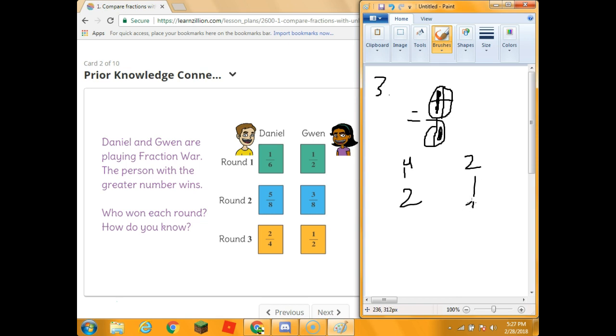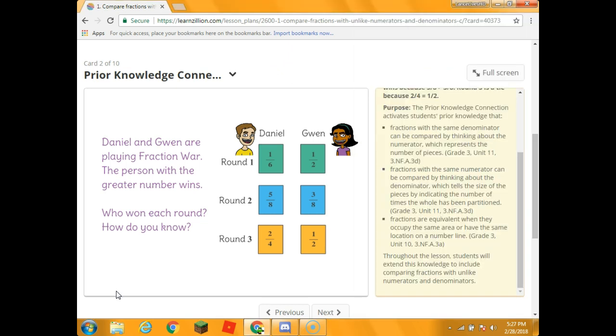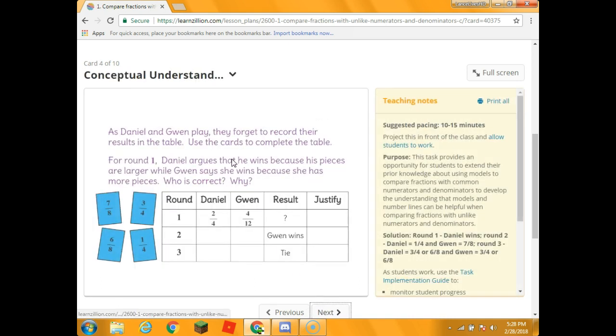So it equals 1/2. Because if you put 1/2, then you get 1/2. And this is also 1/2 because 2 is half of 4. No, 2 is half of 4, and 1 is half of 2. It's very confusing, but I got the hang of it. So now that the fraction war is over with, let's get to the next one.